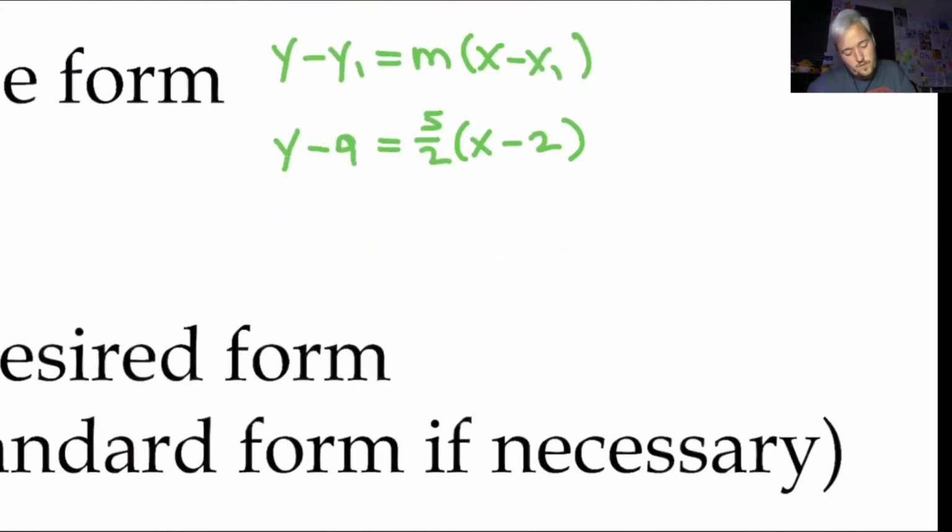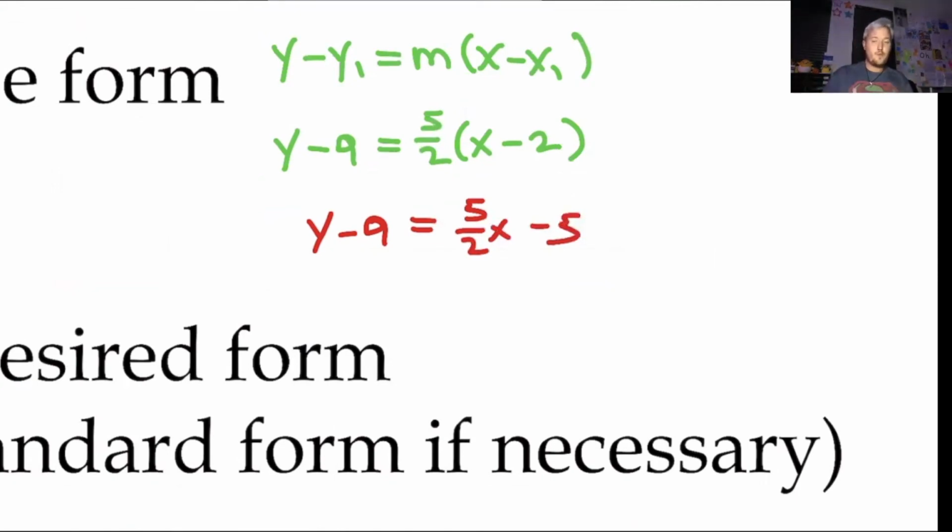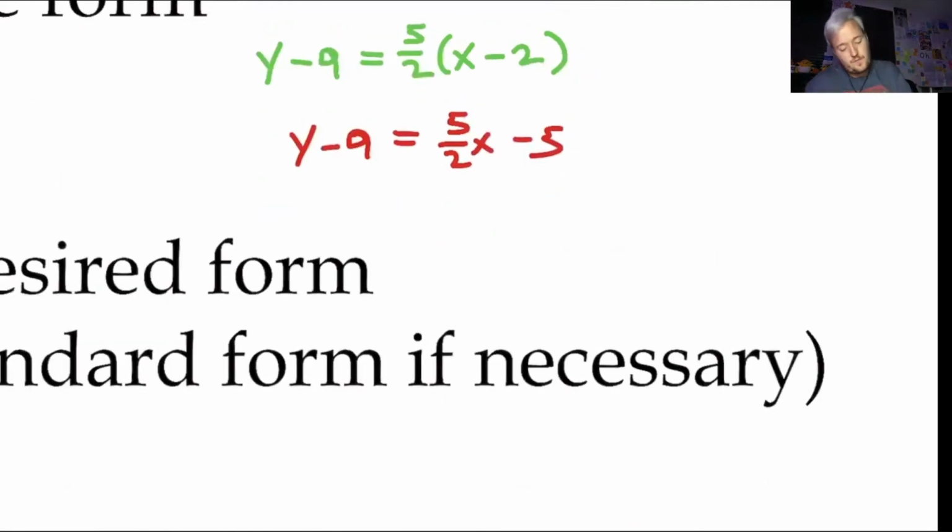So I'm going to distribute that 5/2. So I'm going to have 5/2 x minus 5. Now, if we want it in standard form, then we multiply everything by 2. But because we're in slope-intercept form, we don't have to. So now I'm going to add over the 9.